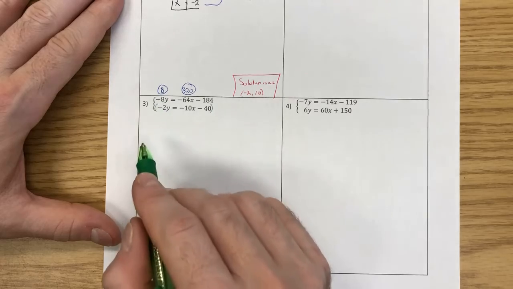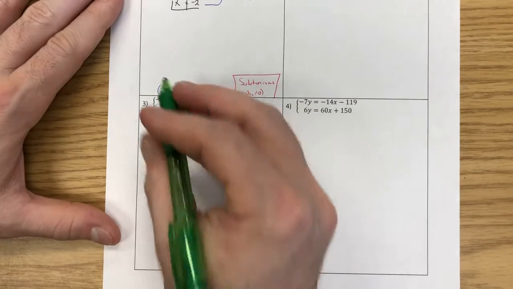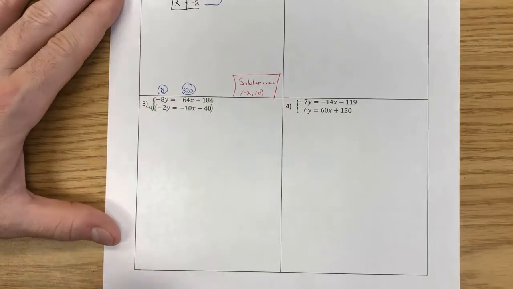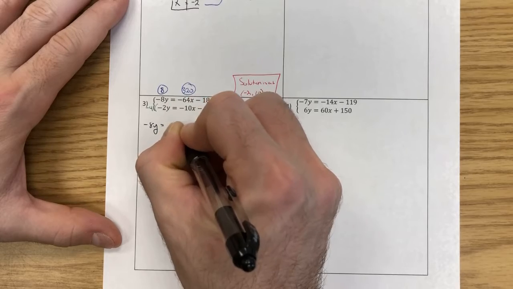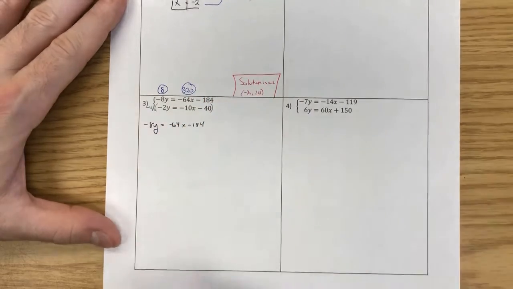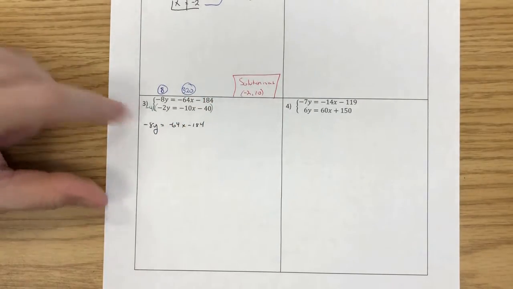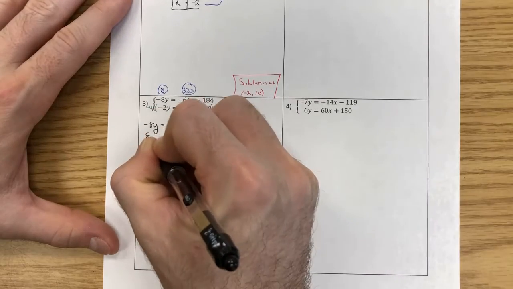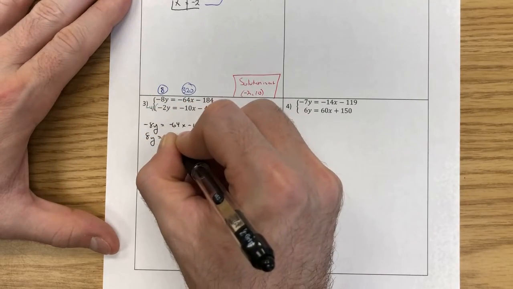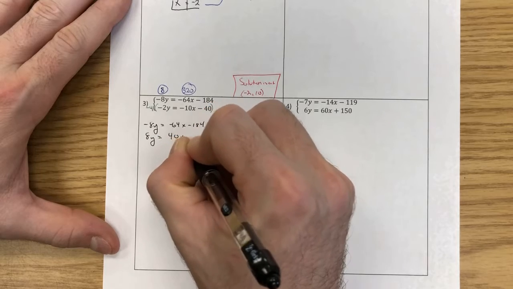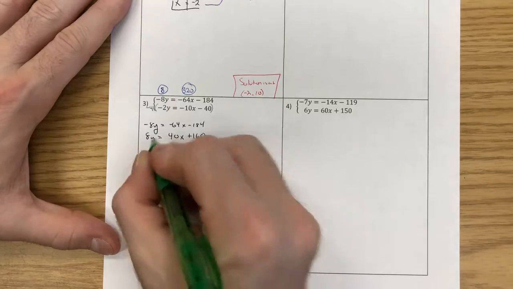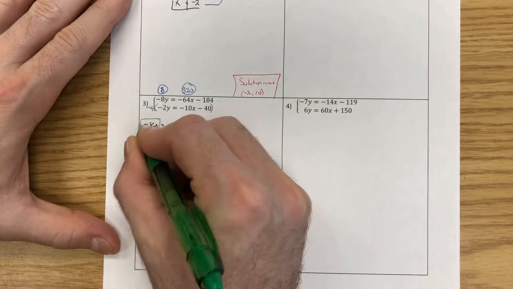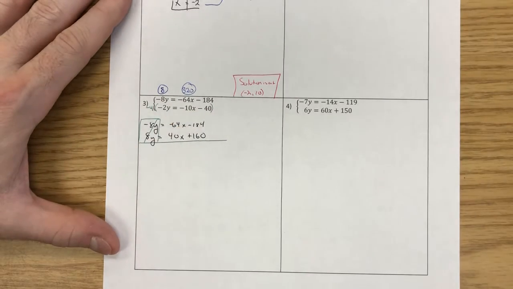Well, negative 2 times what gives me positive 8? Well, negative 4. So I'm not going to touch the top equation. I'm going to multiply everything on the bottom equation by negative 4. So I get a positive 8y, I get a positive 40x, and I get a positive 160. And now when I combine these, my y's cancel out.